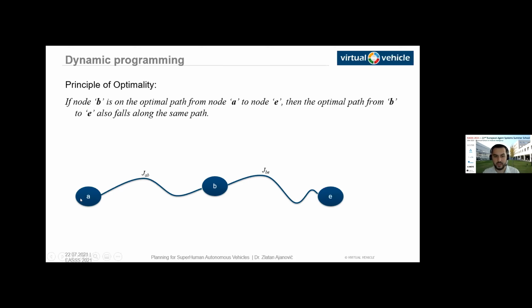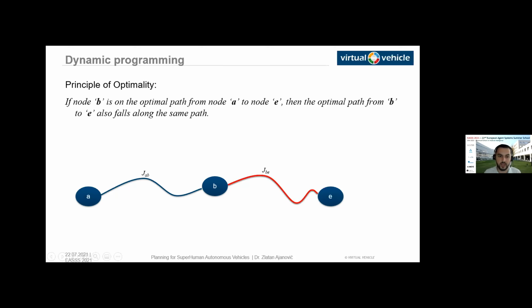So what it says, if B is on the optimal path from A to E, then this part here is also optimal. And this is quite nice, because we can use it to split the problem into smaller problems. So using this divide and conquer approach, we can split the big problem, going from factorial complexity to much lower complexity, and getting easier solutions.